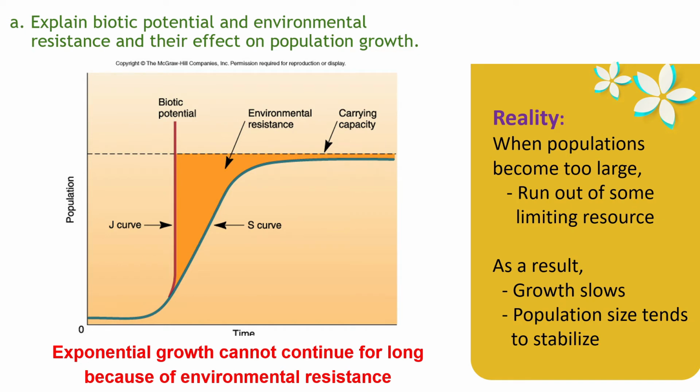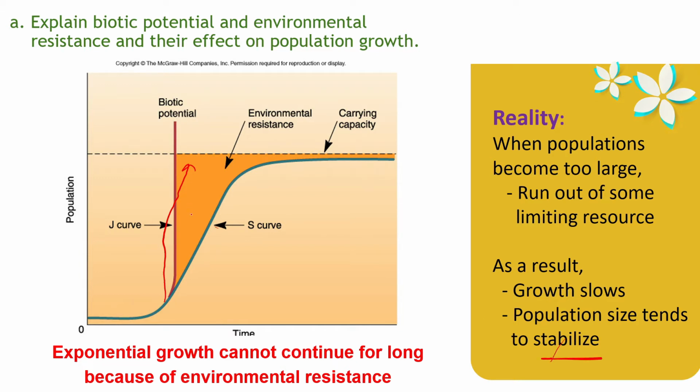In the growth of a population, in reality, when populations become too large, it will run out of some limiting resources. For example, when the number of individuals is too many, the population will run out of food supply, limited space, and so on. So this will result in slow growth, and the population size will tend to stabilize.